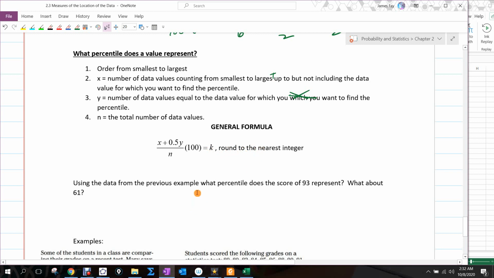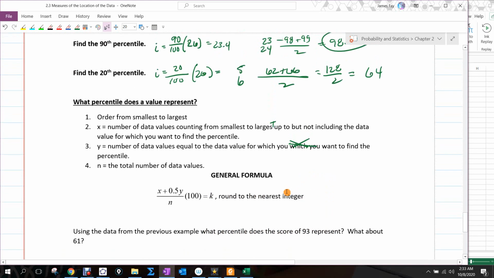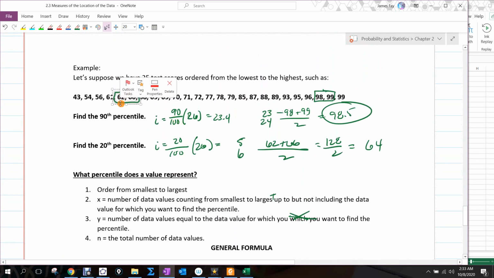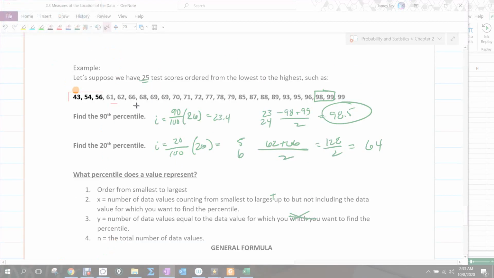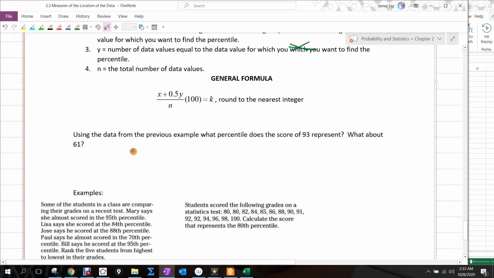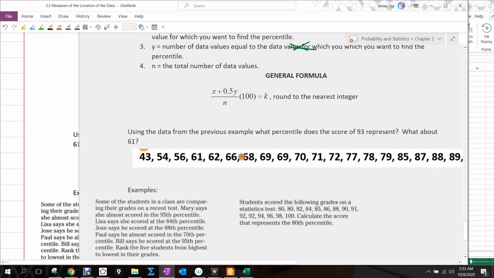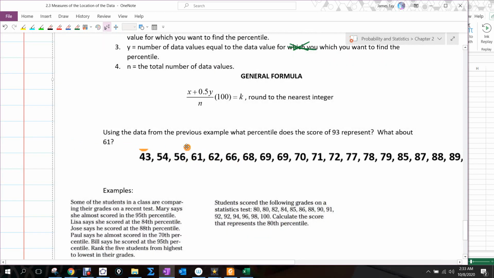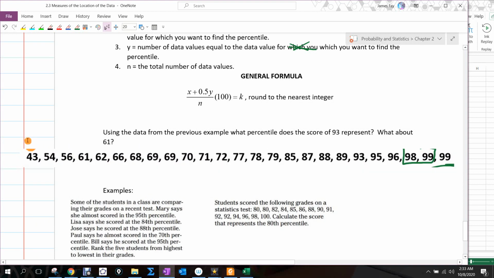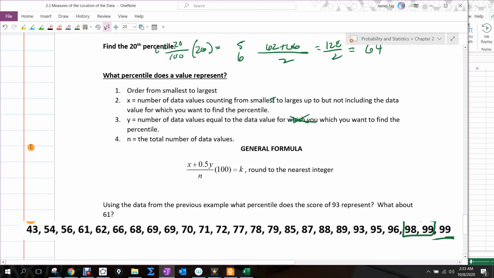So it says, using the data from the previous example, what percentile does the score 93 represent? And then we'll say, what about 61? Okay, so we'll do those two. So again, we're going to order them smallest to largest. So let me just come up here just to make this a little bit easier. We'll snip this out. So we got them smallest to largest.